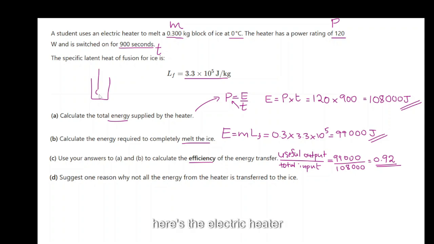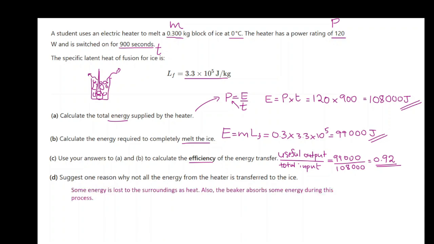So here's the electric heater and you have some ice here. So you can't really stop energy being absorbed by the beaker, and also some of the energy from the heater will go to the surroundings. Some energy is lost to the surroundings as heat. Also, the beaker absorbs some energy during this process.